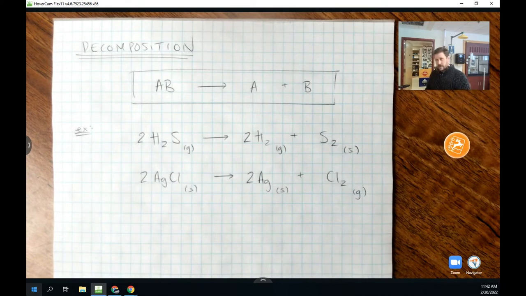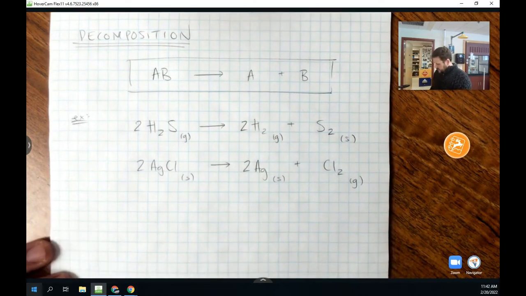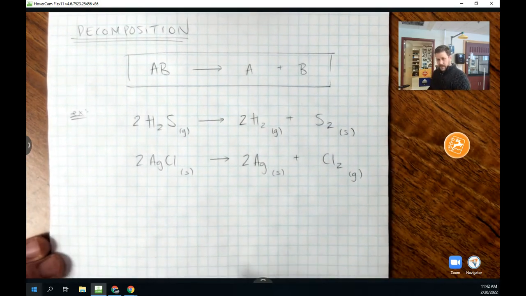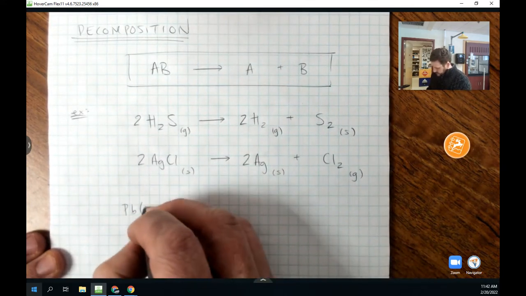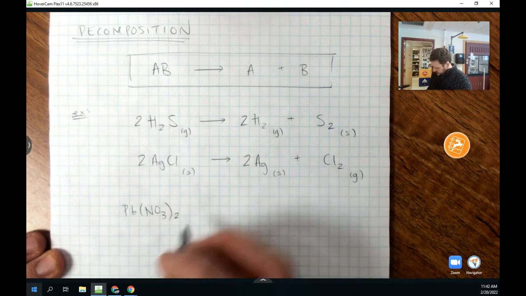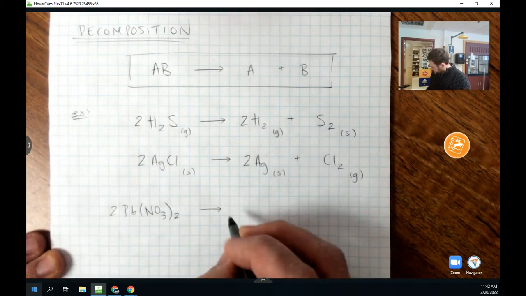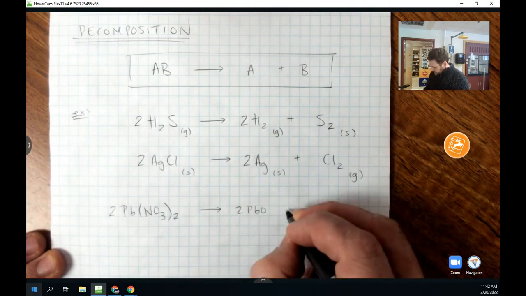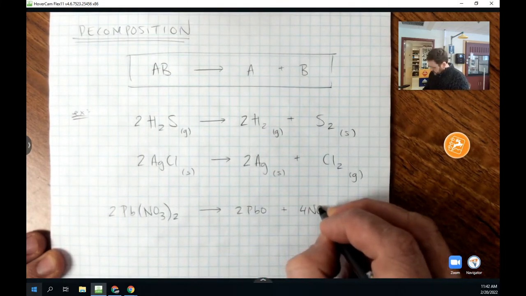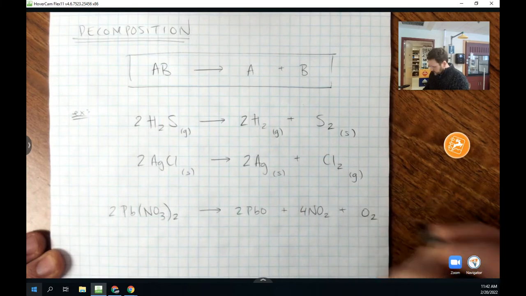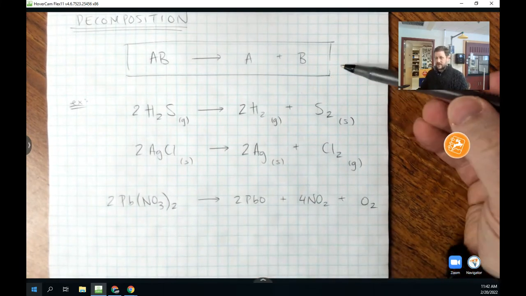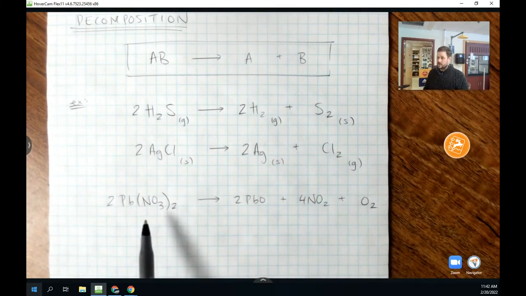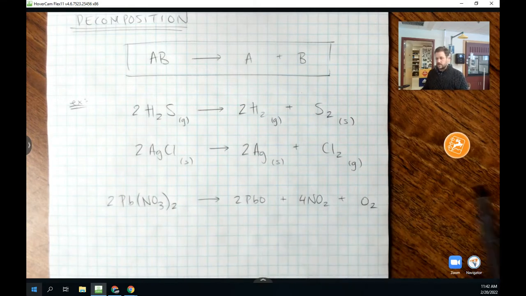And of course, just like synthesis could have slightly more complicated examples where a compound is made from simpler compounds, decomposition can also involve a complex compound breaking down into simpler compounds like this. We'll look at the decomposition of lead 2 nitrate into 3 products: lead 2 oxide, NO2, and O2. So there's an example of decomposition. Even though this isn't going to match that general form perfectly, it's still just one reactant forming several simpler products.